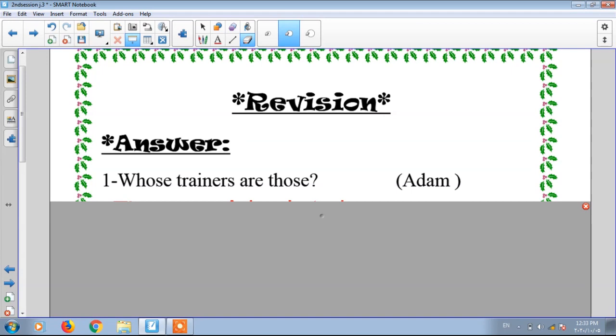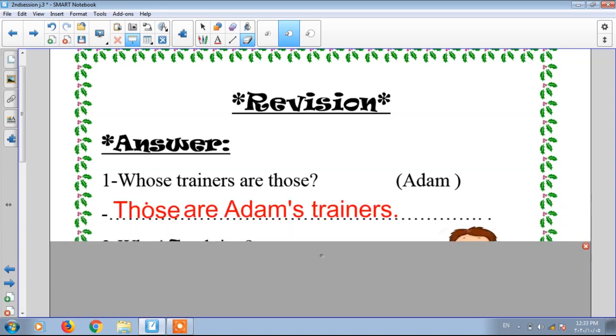Let's take our new revision for today. Answer number 1. Whose trainers are those? Adam. So I write what? Those are Adam's trainers. Why do I add apostrophe S to Adam? Because those trainers belong to what? To Adam. So I add apostrophe S.